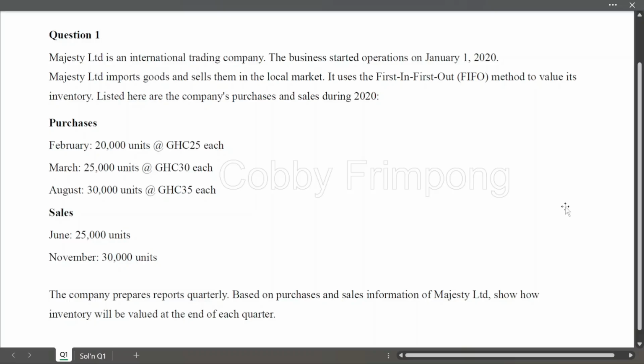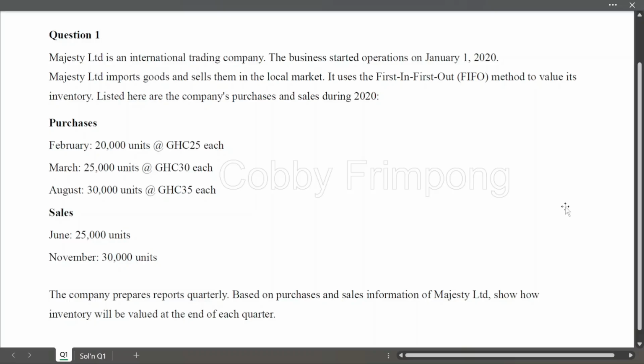Purchases: February, 20,000 units at 25 Ghana cedis each. March, 25,000 units at 30 Ghana cedis each. August, 30,000 units at 35 Ghana cedis each. Sales: June, 25,000 units. November, 30,000 units. The company prepares reports quarterly based on the purchases and sales information of Majesty Limited. Show how inventory will be valued at the end of each quarter.